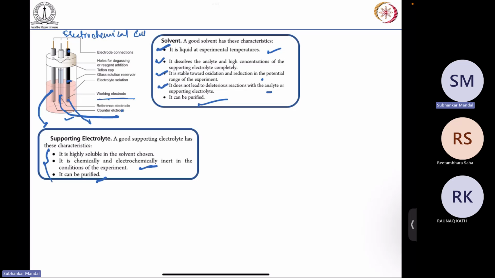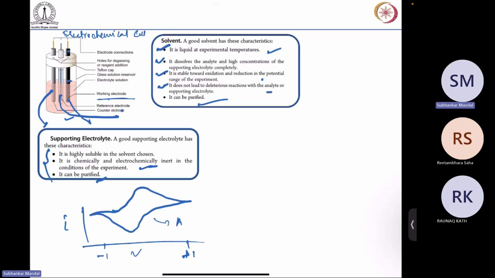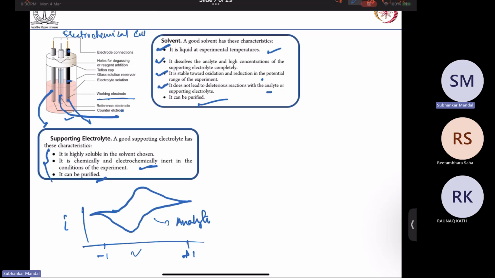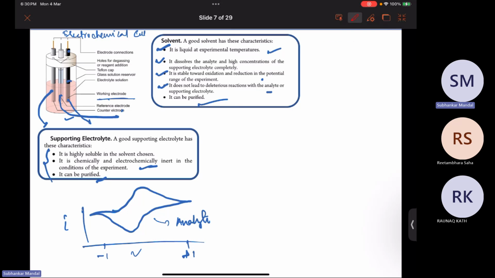So what is the meaning of electrochemically inert? Basically, suppose your potential in voltage is +1 and -1, and you are doing some cyclic voltammetry, and you will get this kind of graph. Okay, so this is for your analyte, and in this potential range, from -1 to +1, your supporting electrolyte should not show any redox features. Okay, if you do it only for the supporting electrolyte, then you will get this kind of straight line.